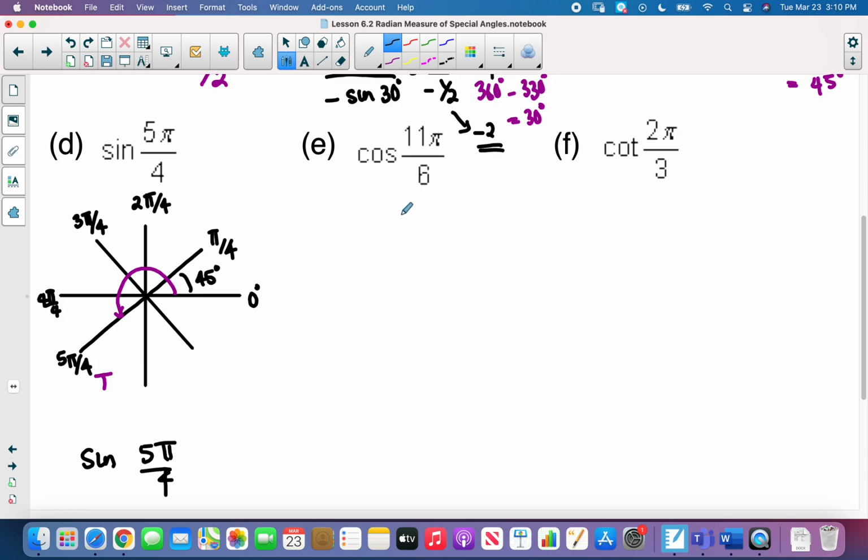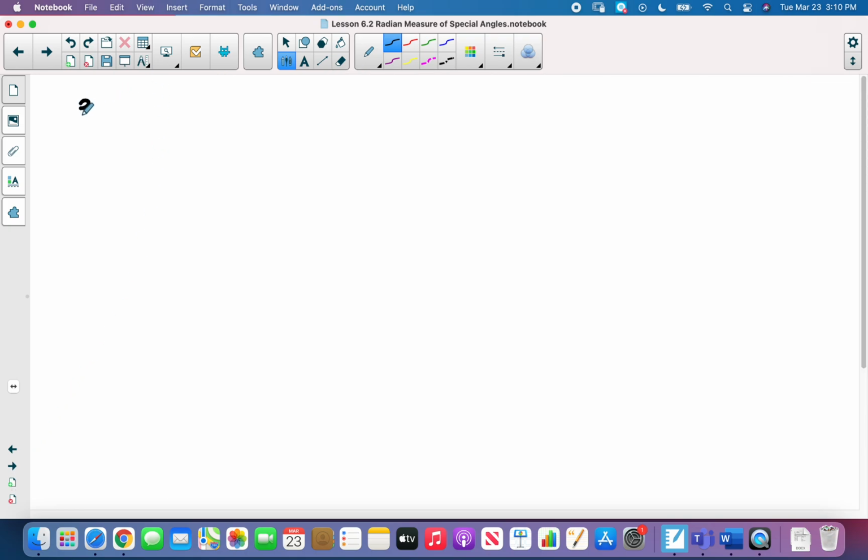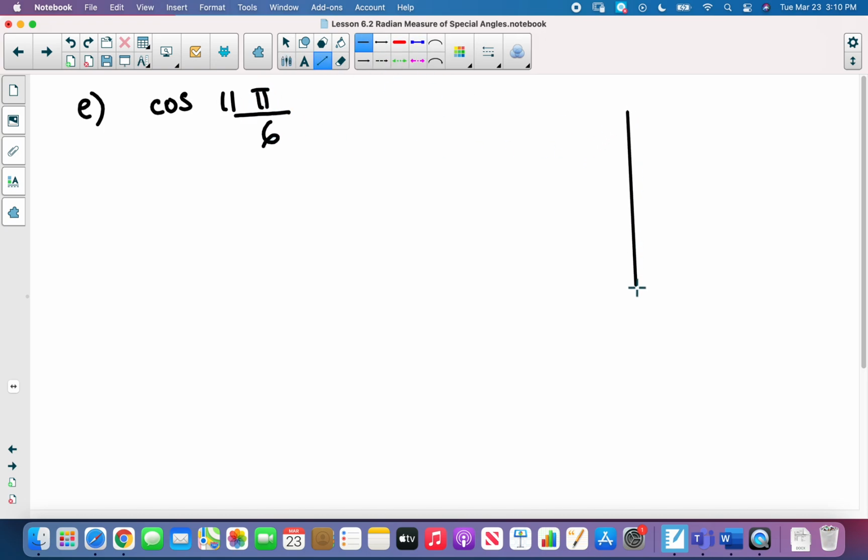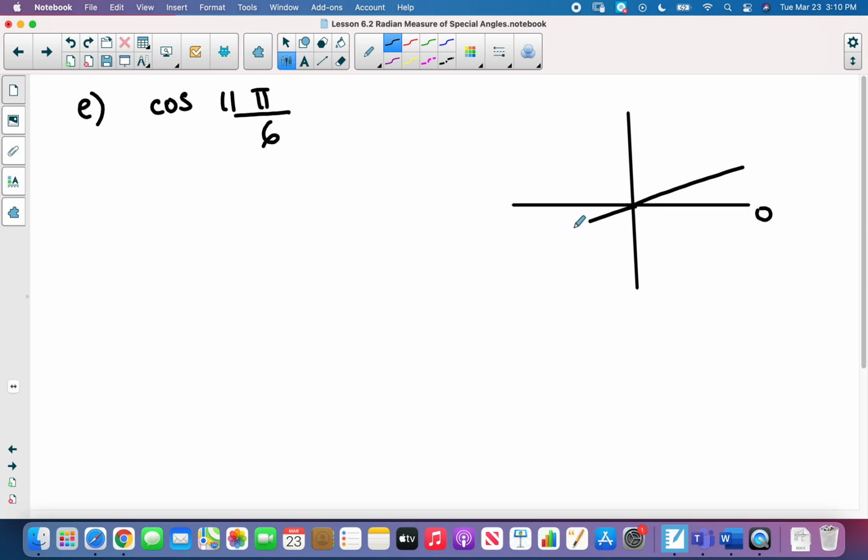Cosine of 11 pi over 6. I'm going to do that in a new page. Cosine of 11 pi over 6. Where is that now? Let me draw my grid and figure out where that is. Okay, so pi over 6 is 180 divided by 6, which is 30. So that's the related acute angle, 30. So this is my 0. This is my 30, right? And then this is my 2 times 30.